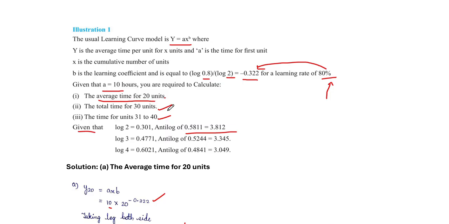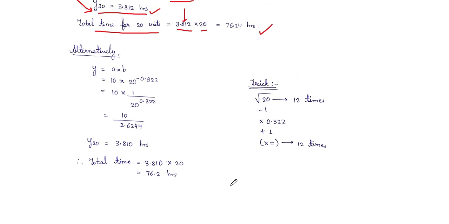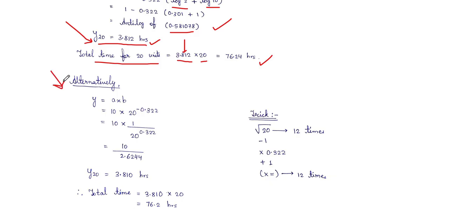Next is total time for 30 units. We also have an alternate way to calculate this without log. Here we can say y is equal to a into x to the power b. Now we will calculate 10 into 20 to the power minus 0.322. Here is a trick. First we will calculate root 20, 12 times, then minus 1. Then press into 0.322. This is the value for the 80% learning curve.